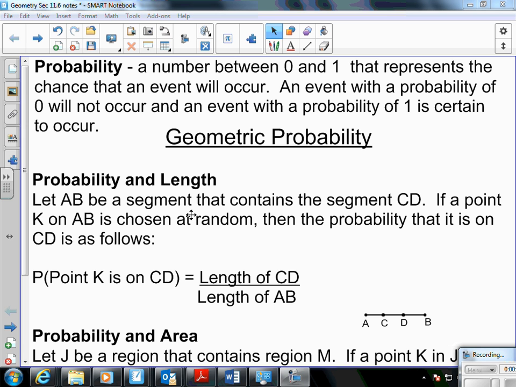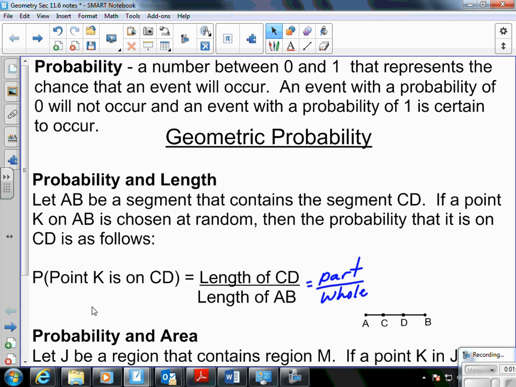And so if we let AB be a segment that contains segment CD, so I've got AB here, and it's got segment CD in it, and if a point K on AB is chosen at random, then the probability that it is on segment CD is as follows. Point K is on CD, the probability of that is going to be based off of the length of CD, which is just a portion of AB, over the entire length of AB.